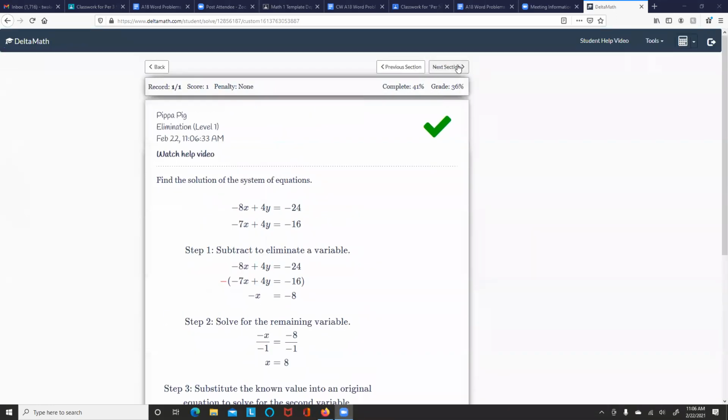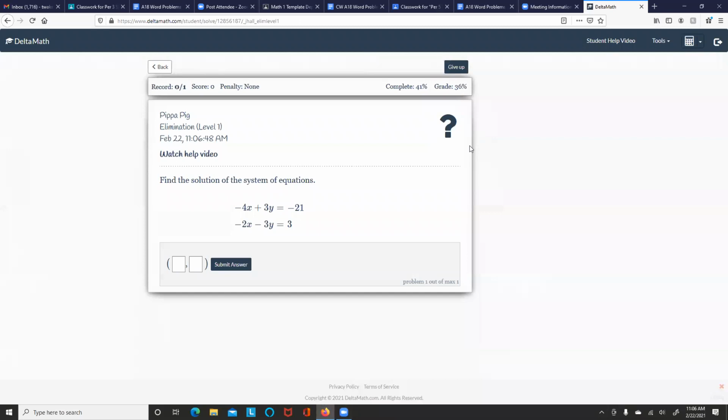Go to the next section and go ahead and solve this. Oh my gosh, that's so easy. I don't know if yours is this easy, but this one has a plus y and a minus 3y, so just add them together. So go ahead and try that. This is level 1, I guess, so it's an easy one. Try your problem, whatever it is.